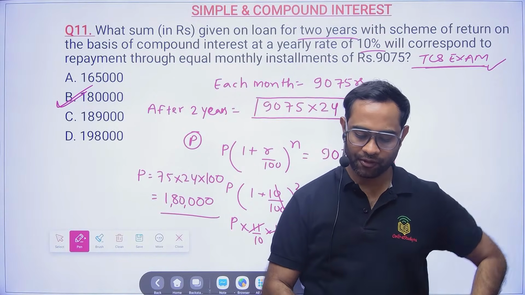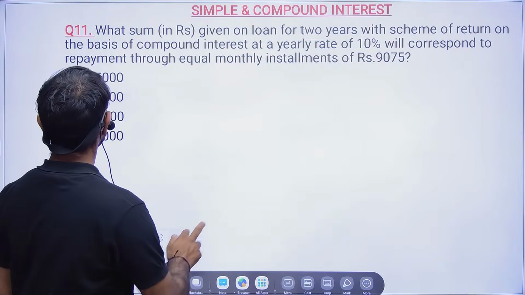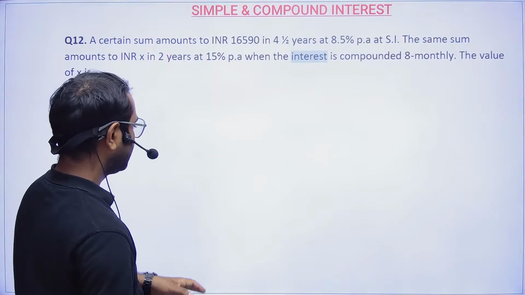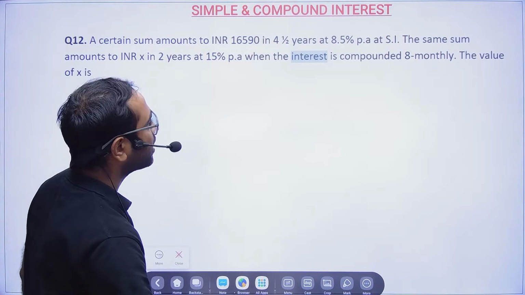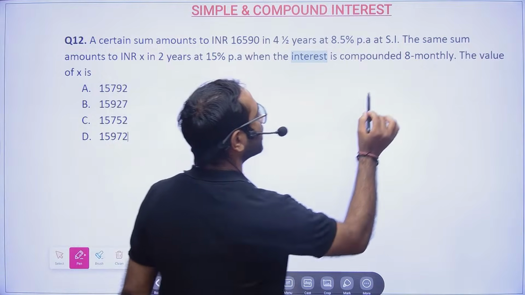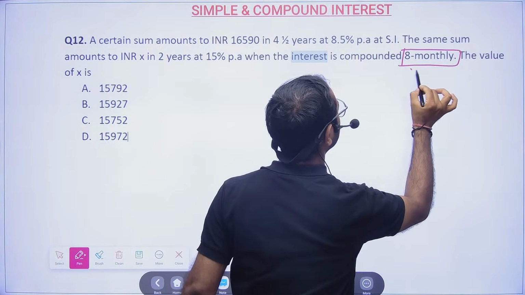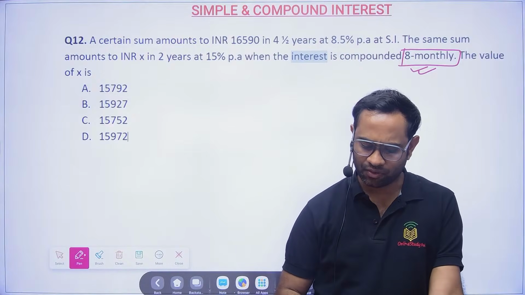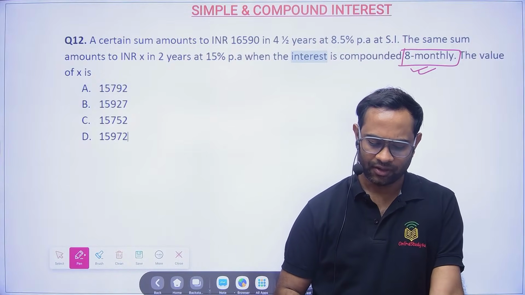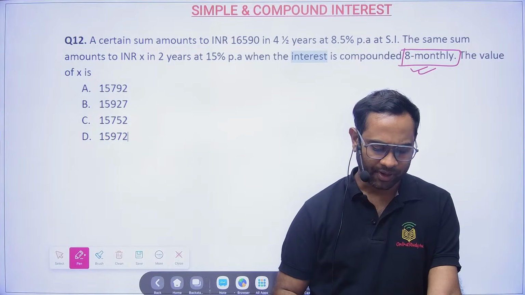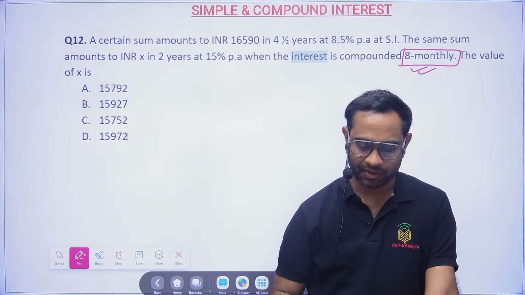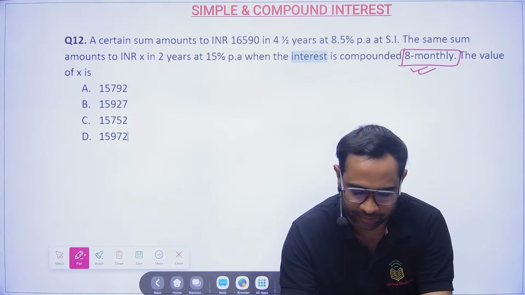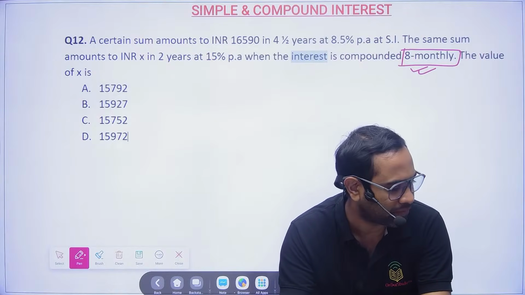Okay, now we will move towards the next problem. The next problem is question number 12, and this is the kind of problem which comes in compound interest when it is compounded half-yearly and so on. This is a little tricky, but not really tricky once you understand how to do it. So let us start the timer. Your timer has started now. Let me see how many of you are able to do it. Let us try.